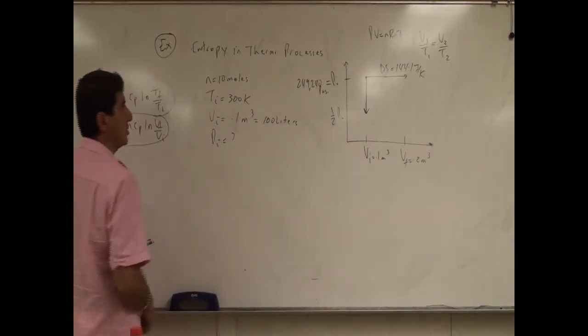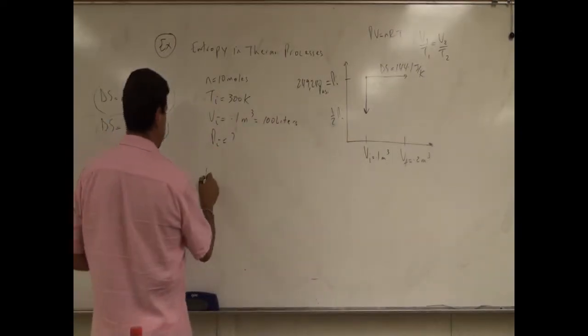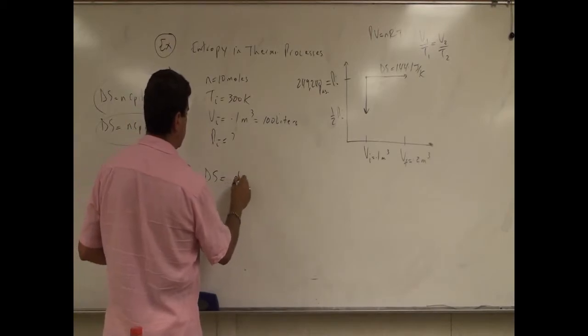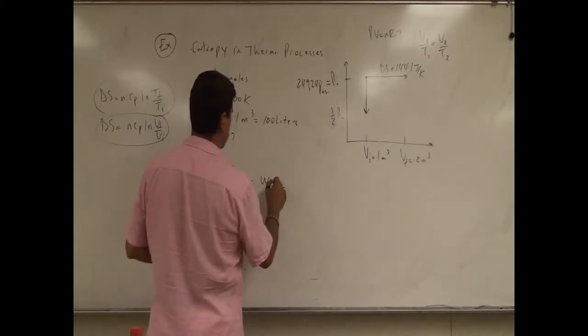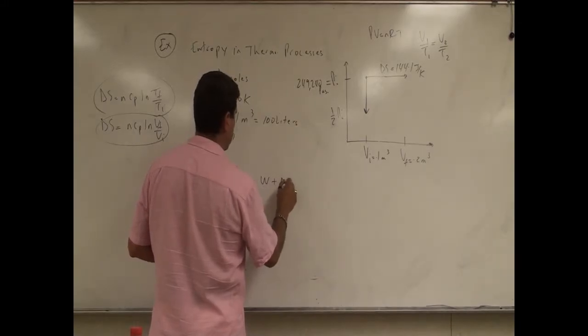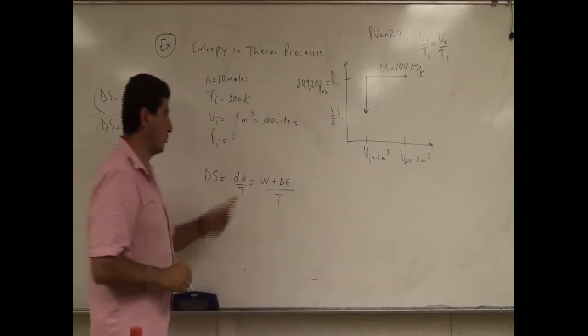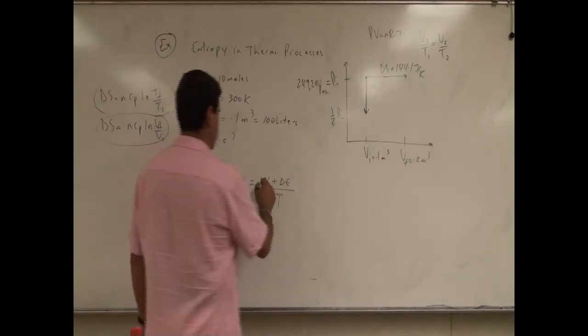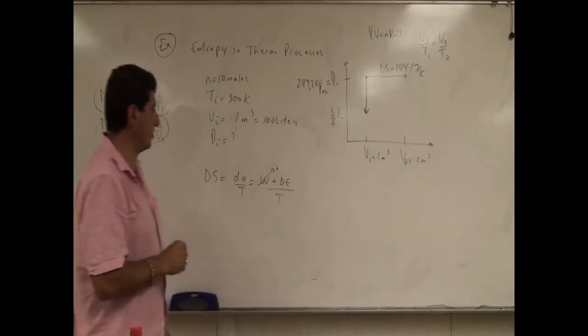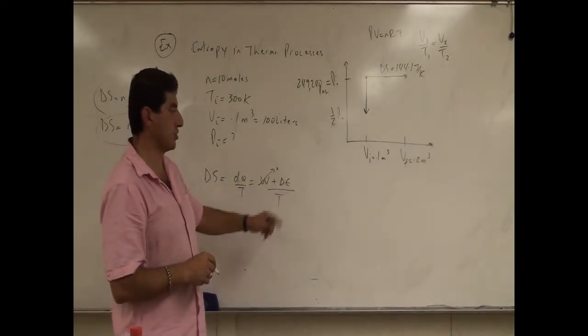Okay, so what's going to be the change in entropy in isovolumic? Change in entropy is going to be dq over T. dq is equal to W plus delta E over T. Right, so what's the work done? Isovolumic, the work done is 0. So then you have just change in internal energy.